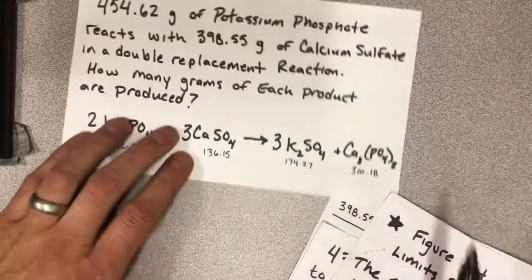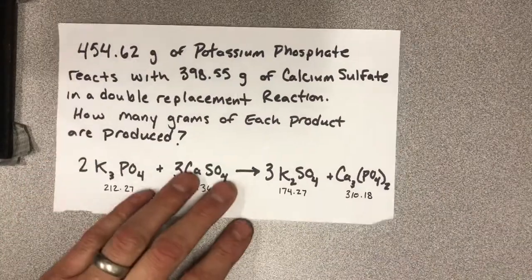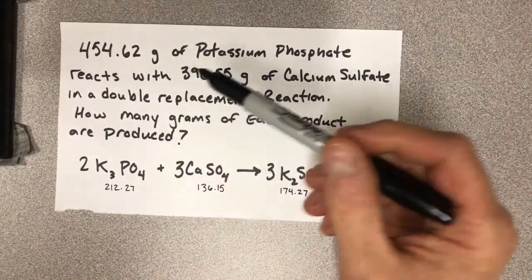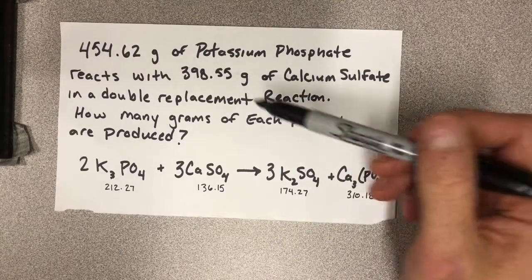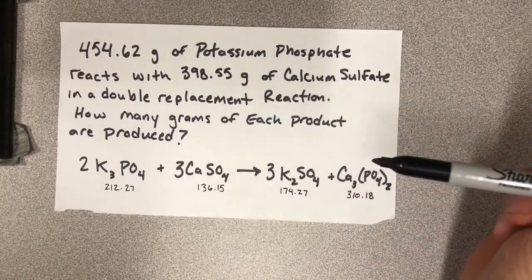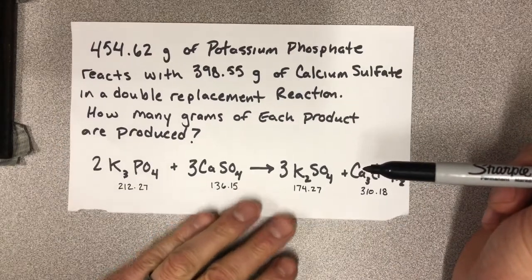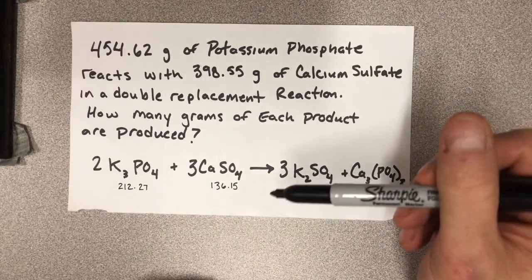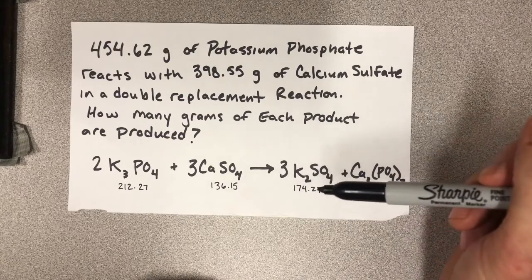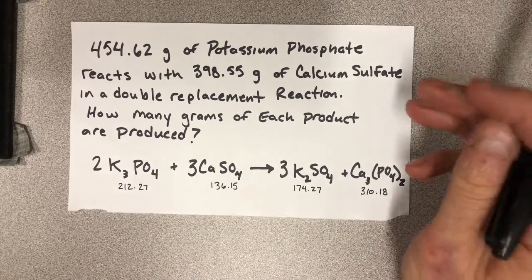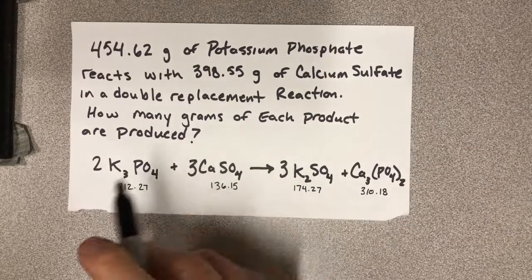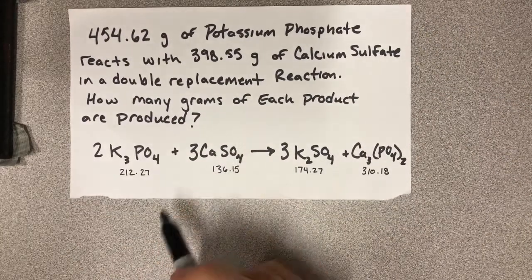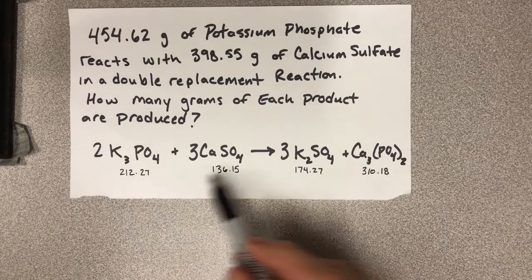So let's look at a scenario here. 454.62 grams of potassium phosphate reacts with 398.55 grams of calcium sulfate. Double replacement reaction. How many grams of each product are produced? Obviously the first thing you always need with this kind of work, as with any stoichiometry problem, is a balanced equation. And here it is.